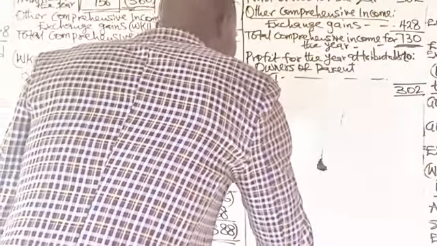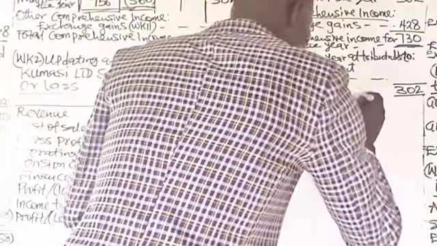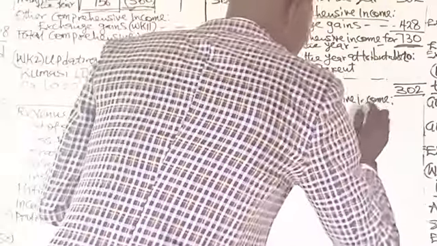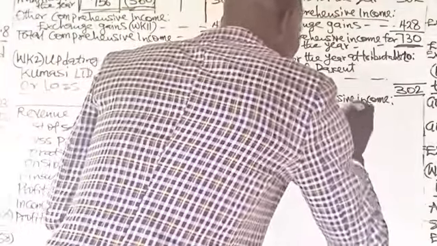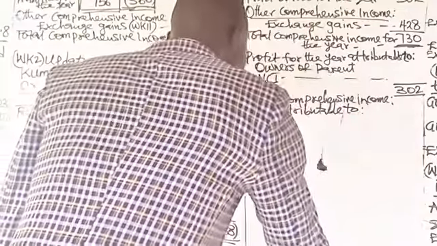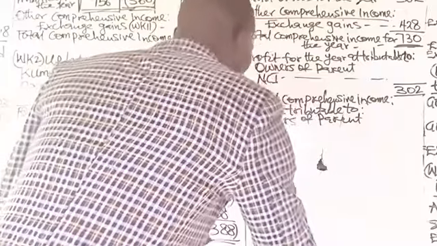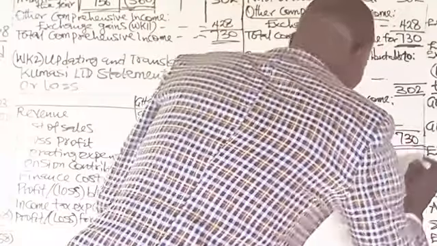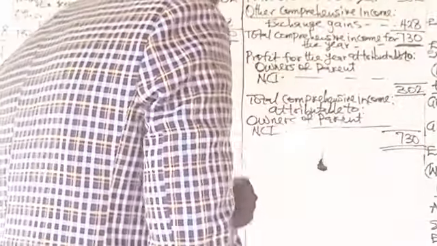Then you equally have total comprehensive income for the year. Total comprehensive income attributable to the owners of the parent and the non-controlling interest. So we have the total comprehensive income amounted to 730 million. And this 730 million will be shared between the parent company and the non-controlling interest.